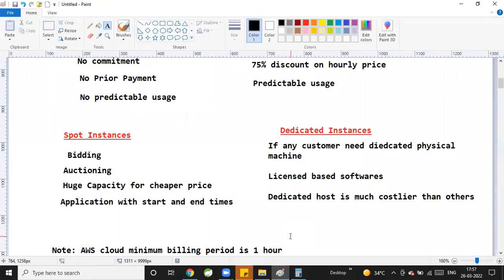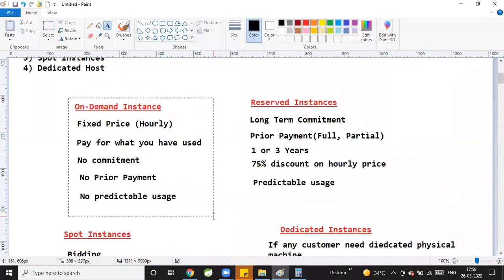Auctioning, on-demand bidding basis. No, on-demand is different. What is the meaning of on-demand? On-demand means whenever you want, you are using. On-demand instance means whenever you want, you are using.